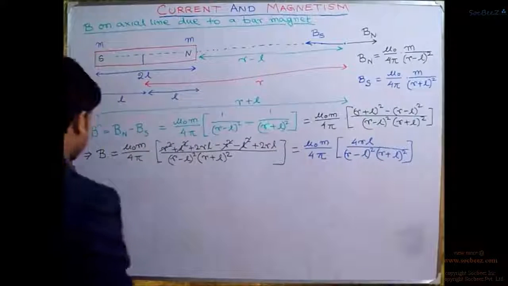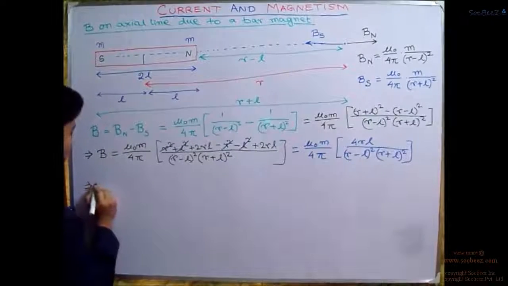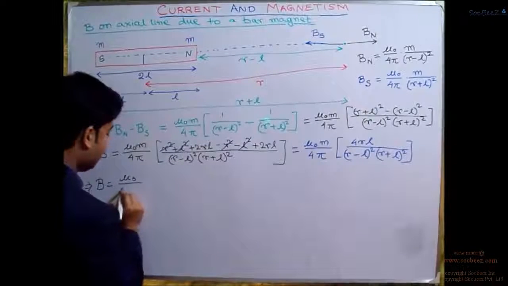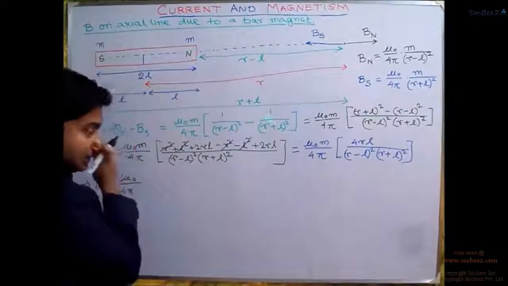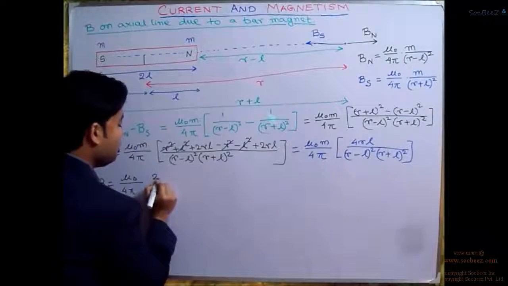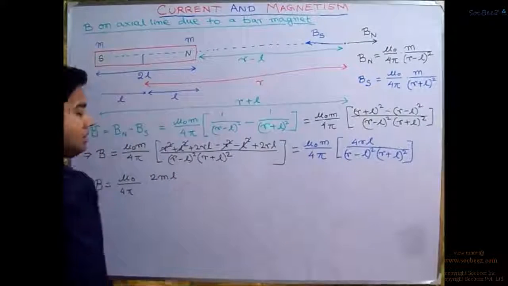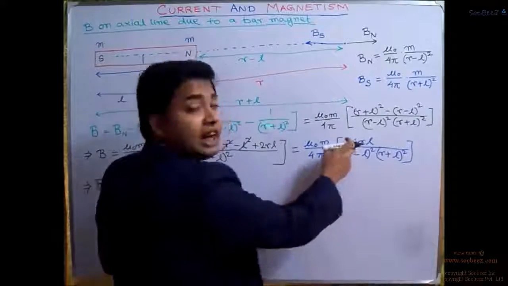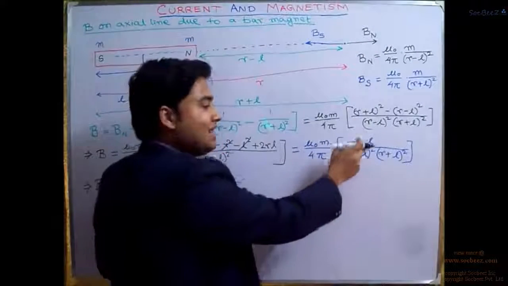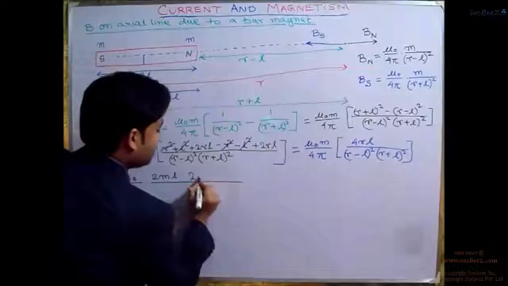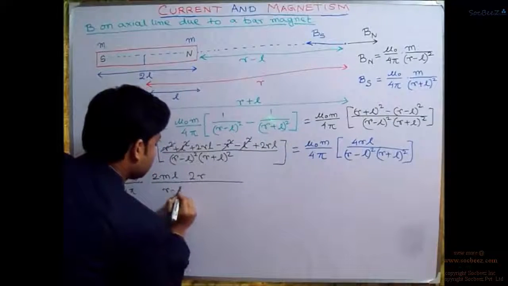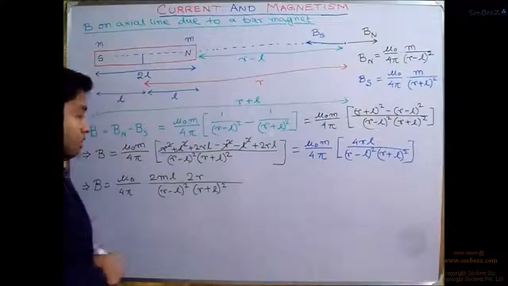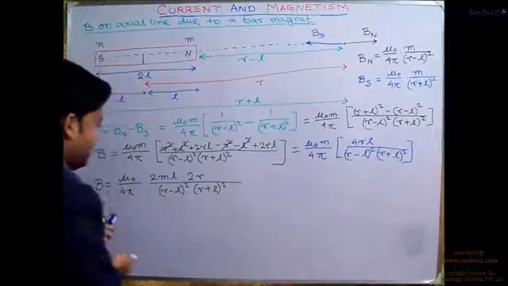Now, if we take likewise, the resultant B will be equal to mu naught divided by 4 pi multiplied by 2ml, and we have taken 2ml, so the remaining is 2r multiplied by 2r divided by (r minus l) whole square multiplied by (r plus l) whole square.